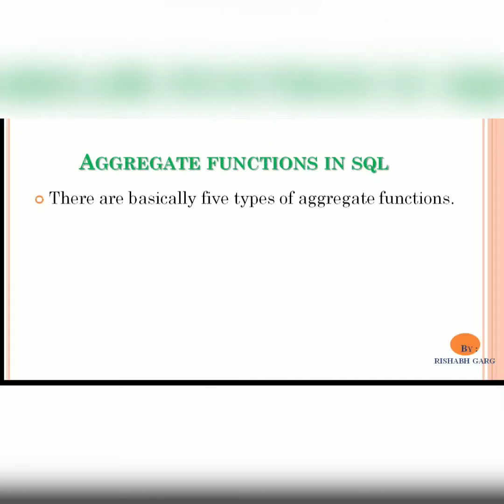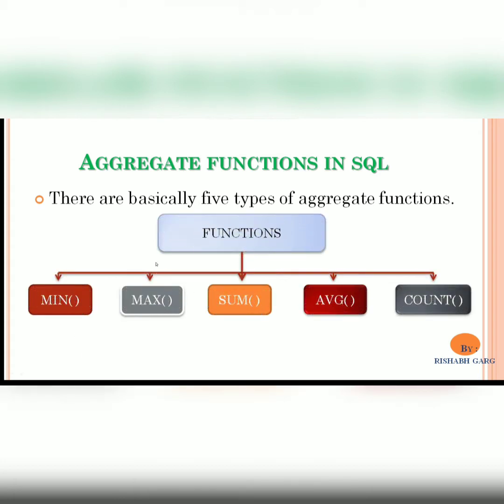So there are basically 5 types of aggregate functions. Number 1, min function. Number 2, max function. Number 3, sum function. Number 4, average function. And number 5, count function. Let's understand all these functions one by one.